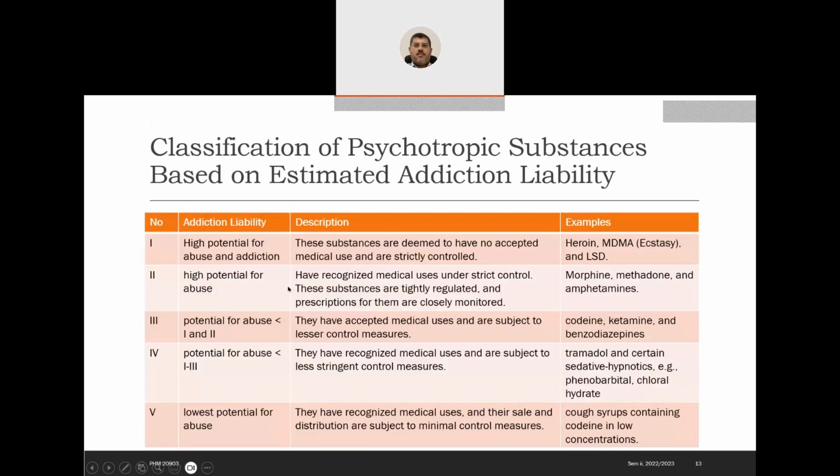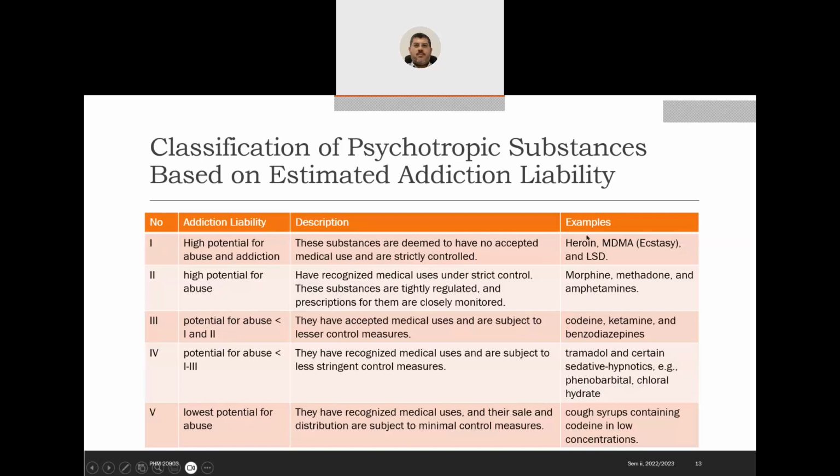Okay? We have 5 schedules for these drugs, depending on addiction liability. The highest potential for addiction and abuse is Schedule 1. High potential for abuse is Schedule 2. Potential for abuse less than 1 and 2 is Schedule 3. The more you go down, Schedule 4 has less potential for abuse, and Schedule 5 is the lowest potential for abuse. Okay?